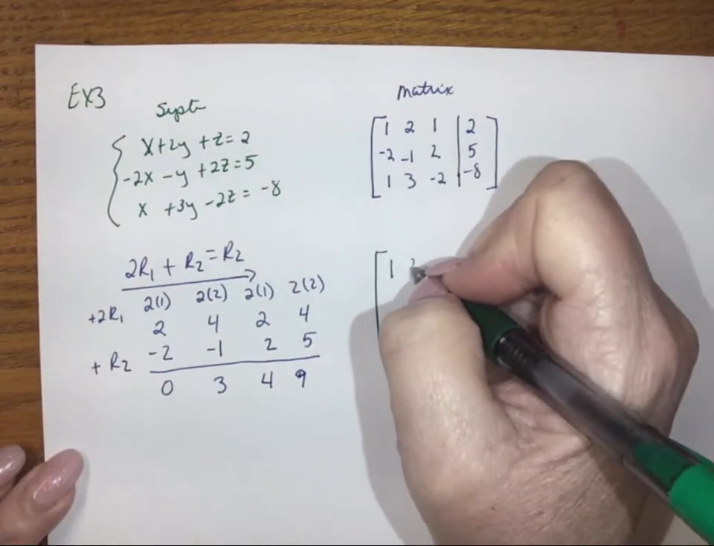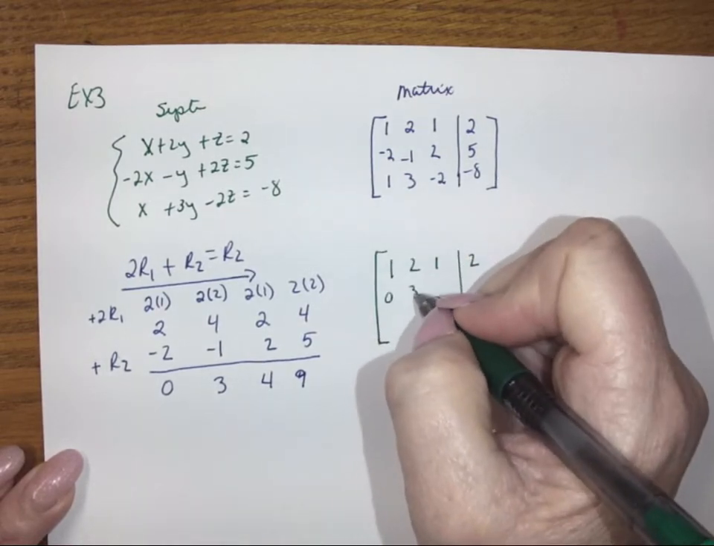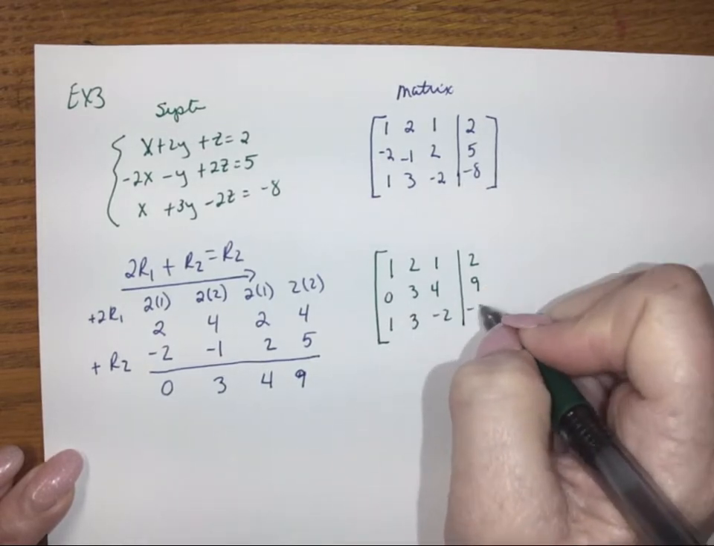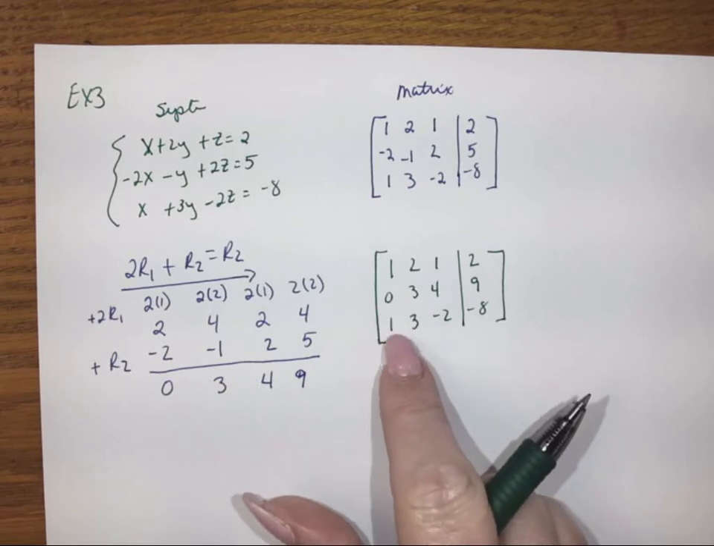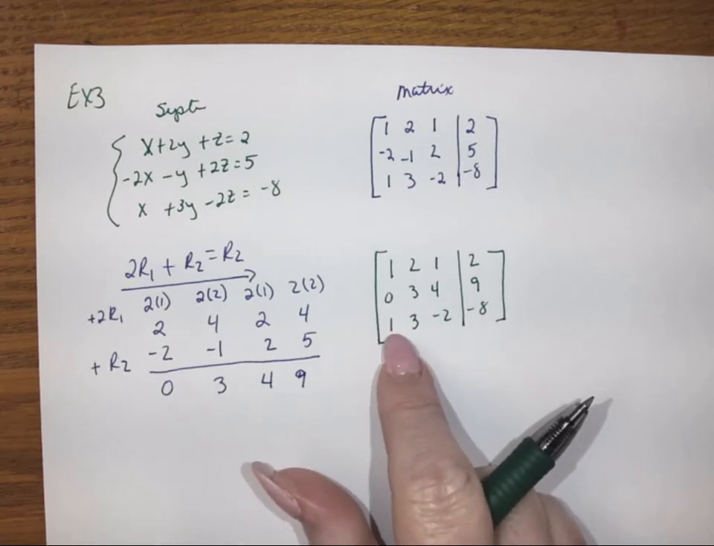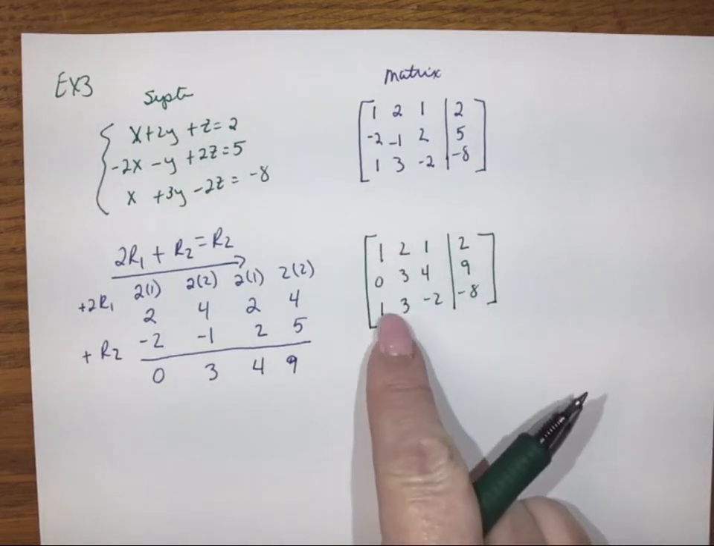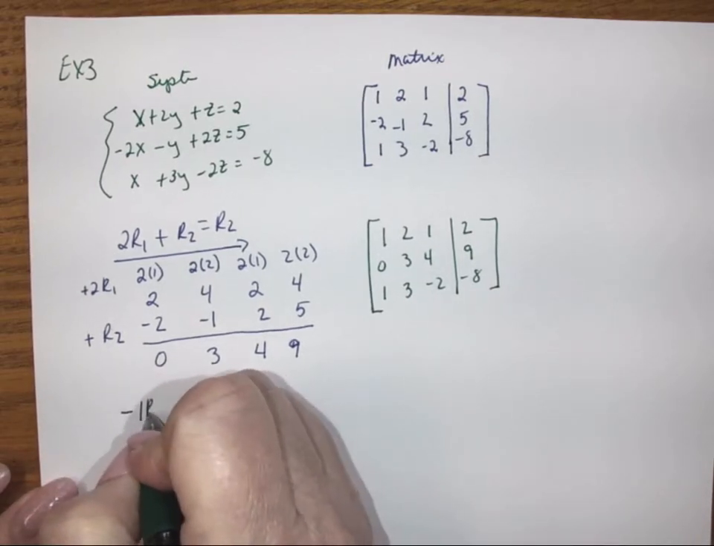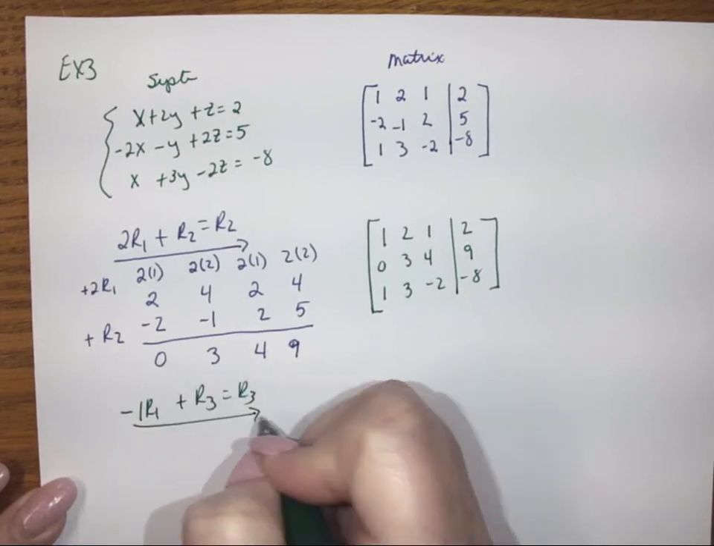So we have 1, 2, 1, and 2. Now we have 0, 3, 4, and 9. And then 1, 3, negative 2, and negative 8. All right. So now that we've got this to be a 0, we need this to be a 0. So all we have to do is subtract 1. So I can just take negative 1 times row 1, add it to row 3, and get our new row 3. So negative 1 times row 1 plus row 3 will equal the new row 3.